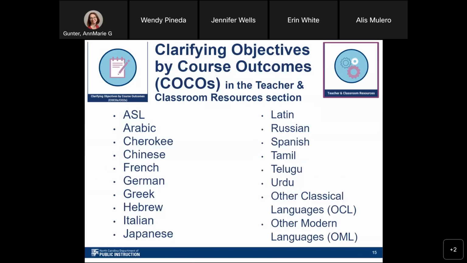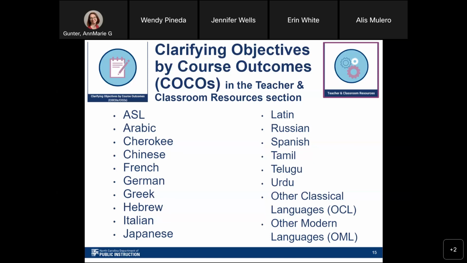That information is housed in the teacher and classroom resources section, as you might imagine. Here's a list of our languages alphabetically, so that you can see that are currently taught in North Carolina's K-12 public schools, or soon will be. Notice that we go from ASL, American Sign Language, through Urdu. And then we have a space for others because we are a local control state.